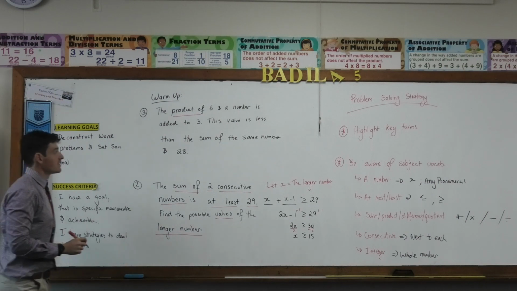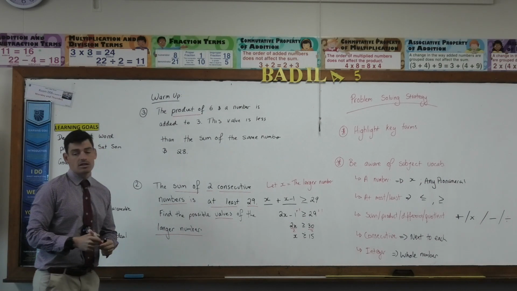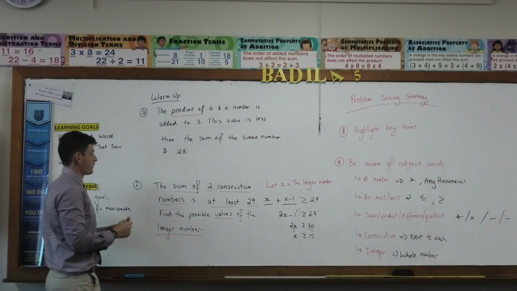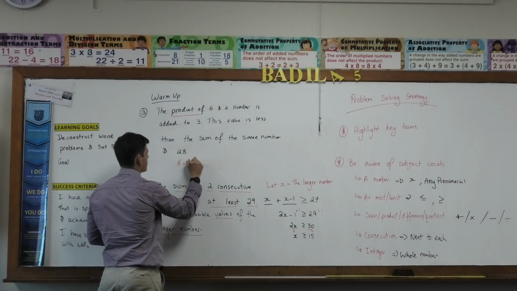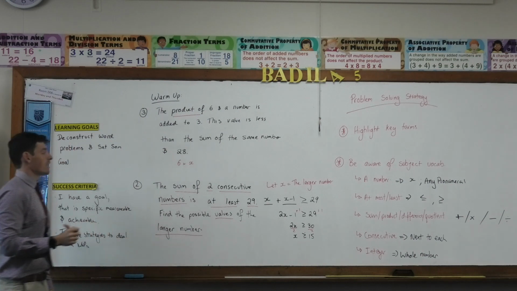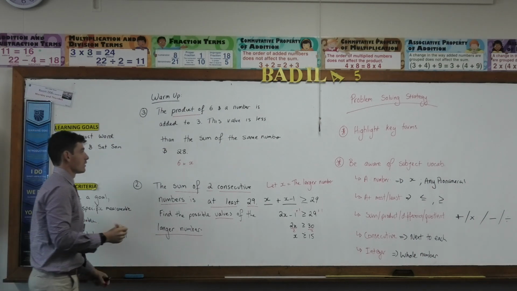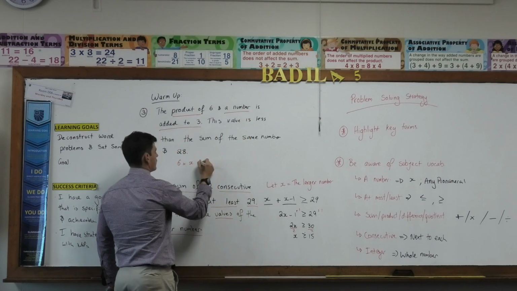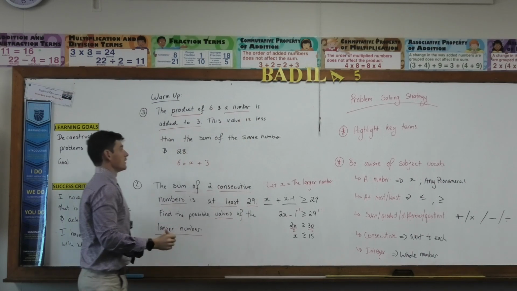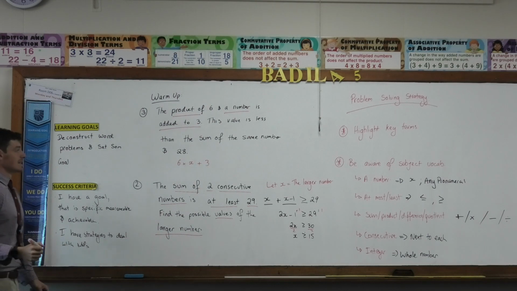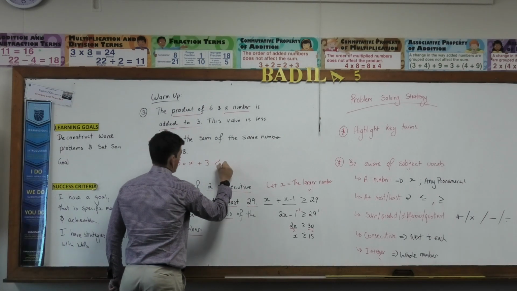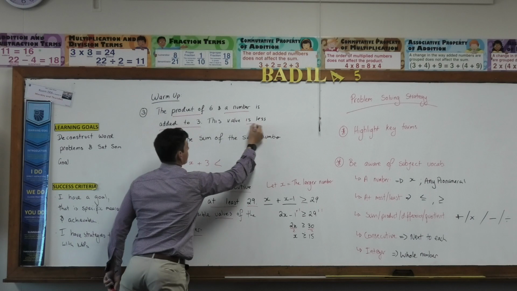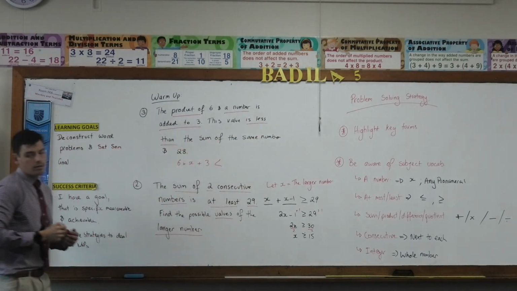The product of 6 and a number, so what does that mean? I've got 6 times x, so my first line should have 6 times x is added to 3. Added to 3. I need a number. This value is less than, and that's where I stop. I'll let you guys have a go.